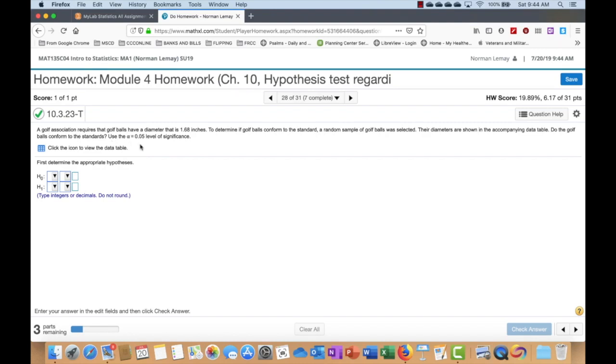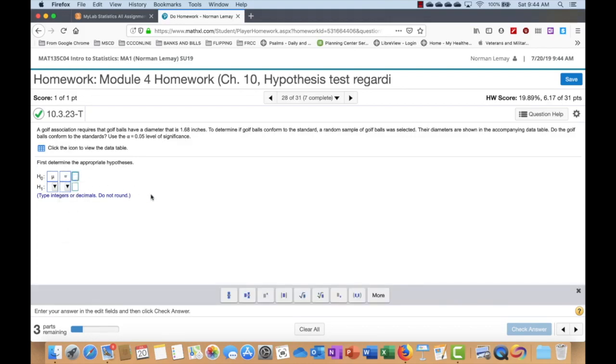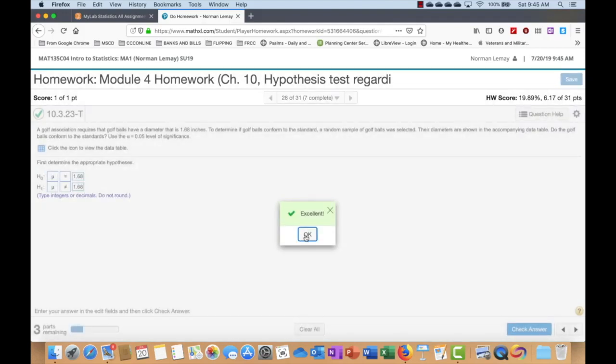For this exercise, let's just notice that the null hypothesis is on a population mean, and it is always in the form mu equals. Again, please refer to the other videos and to your reading. 1.68. Now, since we are not given any sort of direction, whether the diameters are bigger or smaller, we always use a two-tailed test. So here we will choose not equals to 1.68. Okay. Yay, I got it right.